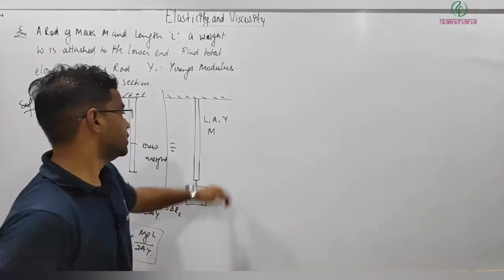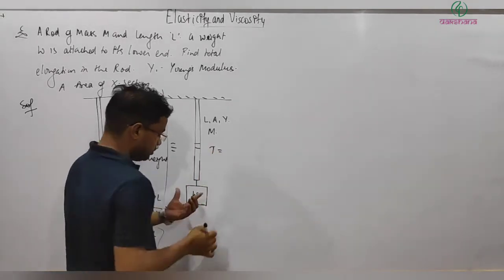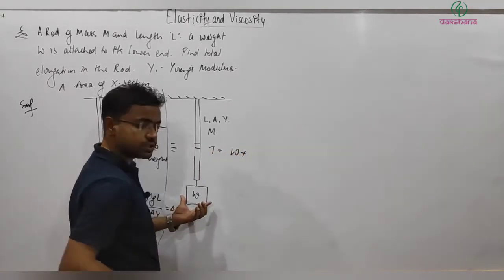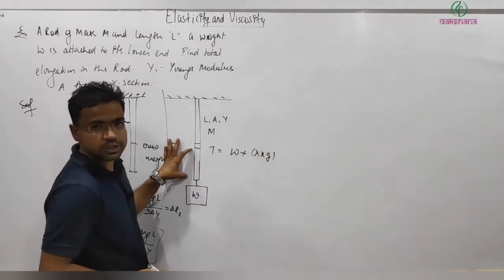Another way is you can again consider a small element. So total tension at this point will be equal to what? Tension due to this weight plus lambda into x into g, the tension due to this much weight.